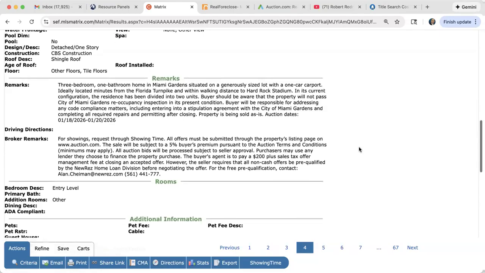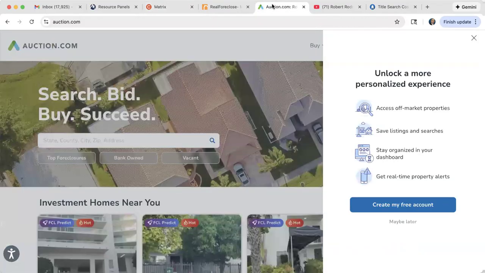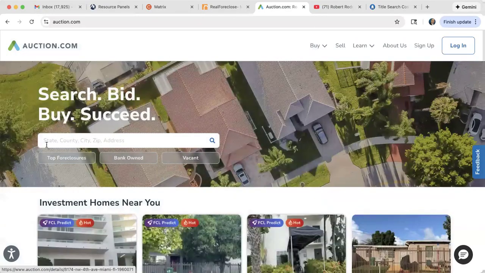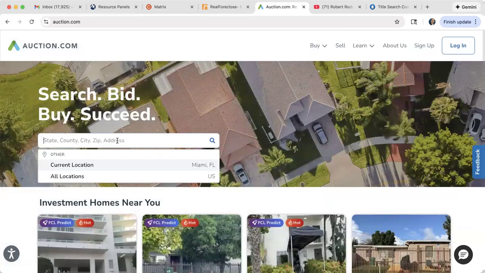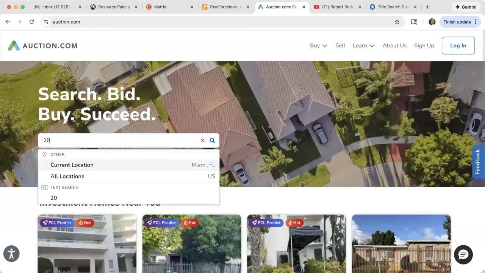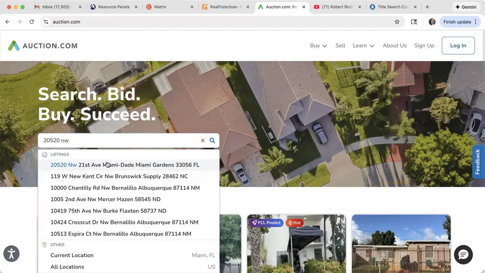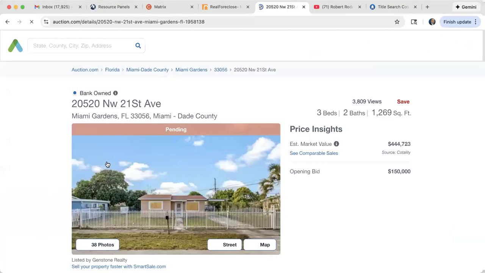Okay. This property is being offered in auction.com. Well, guess what? I already have auction.com opened right here. I was getting ready to show you auction.com. So I'm going to go ahead and click on maybe later. I don't want to sign up yet. But right here, you guys are going to enter the city, or in this case, I'm going to go ahead and enter the address 20520 Northwest 21st Avenue, Miami Gardens. There it is.